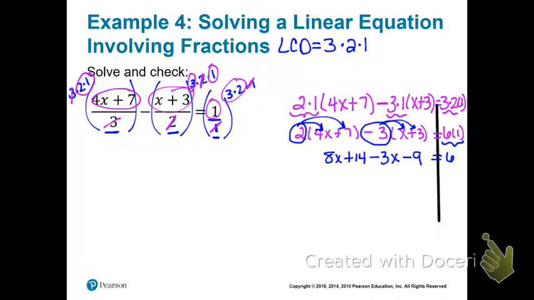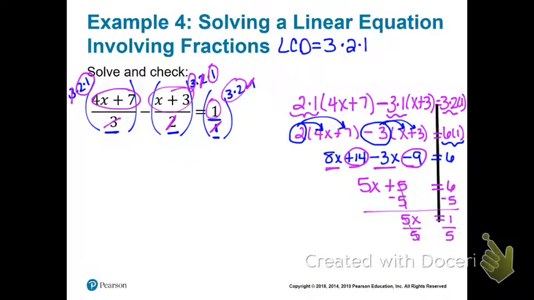On the left, I'm going to go ahead and combine like terms. We've got 8x minus 3x, which is 5x. We have 14 minus 9, which is positive 5. And we got equals 6. Now we're trying to get x by itself, so I'm going to subtract the 5. And so we get 5x equals 1. Divide by the 5. And so we get x equals, you can do it as 1/5, or when you plug that in your calculator, it gives you a nice, neat decimal, 0.2. So you're welcome to use either one of those.